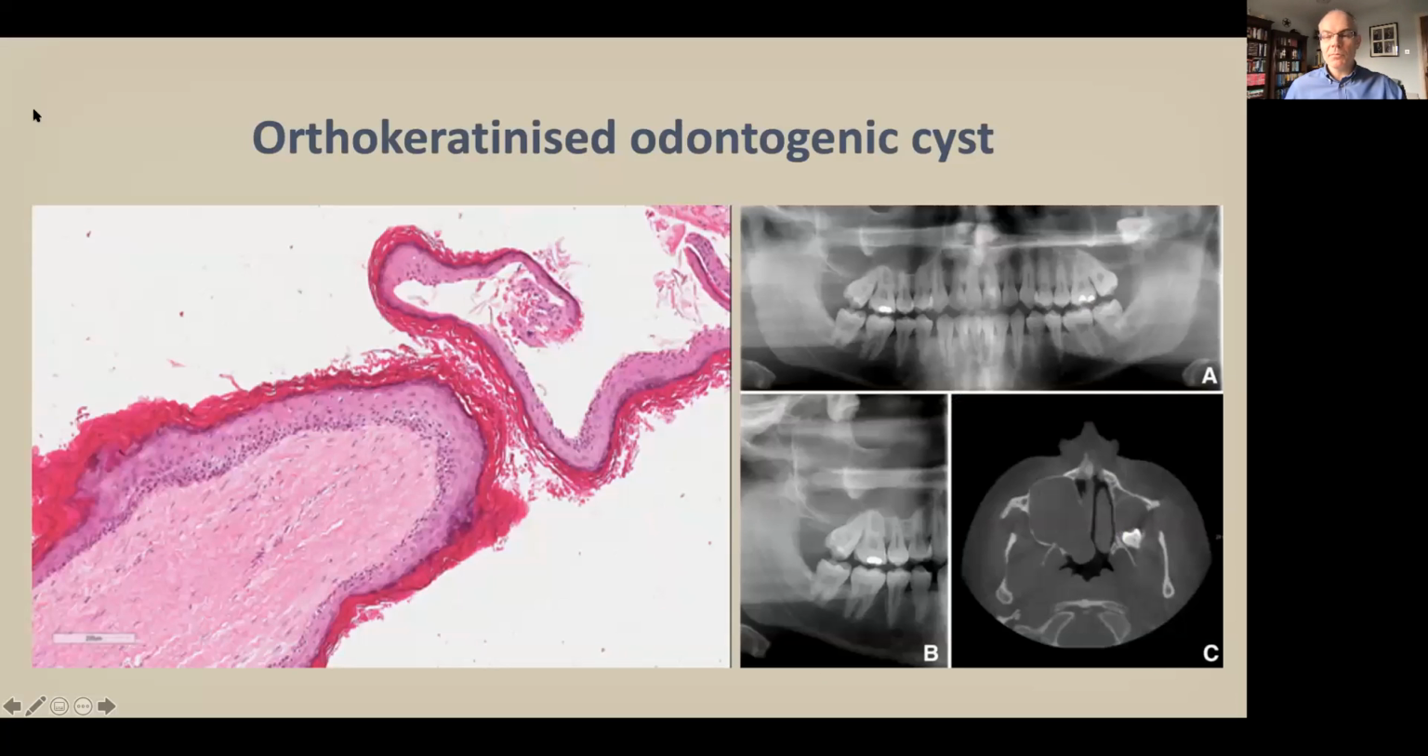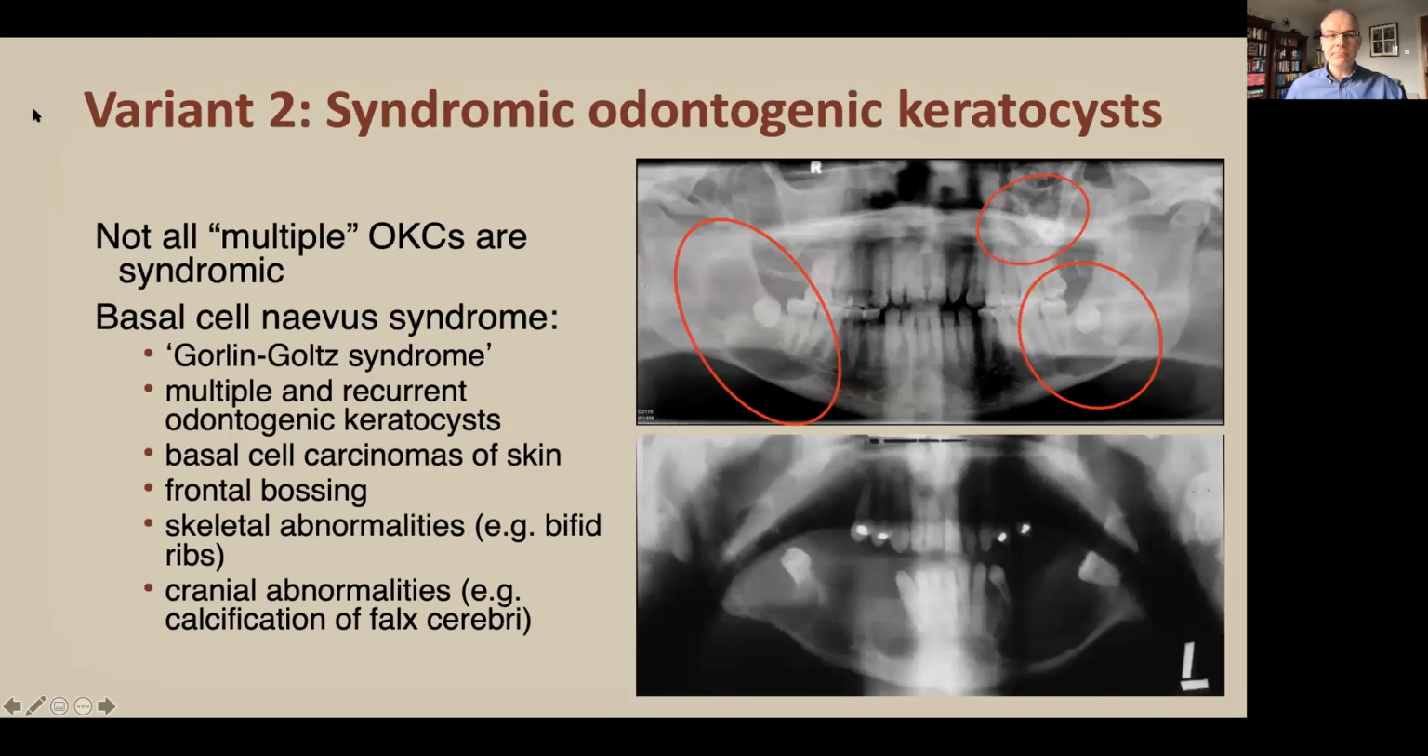Sometimes they are multiple. We published a short series of these in Head and Neck Pathology last year. What is not known is what relation these may have to syndrome or any other disorder. Which brings us to syndromic odontogenic keratocysts. And it's important to remember before we talk about them that not all multiple odontogenic keratocysts are syndromic, but a good proportion of them are, and they are associated most often with basal cell nevus syndrome, Gorlin-Goltz syndrome, whatever you may call that with its different names.